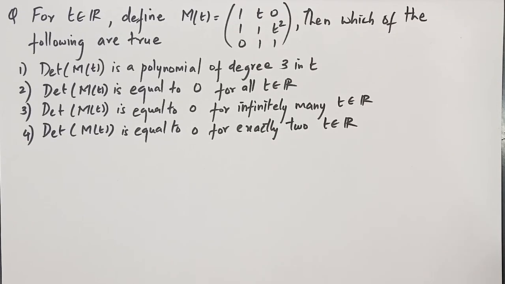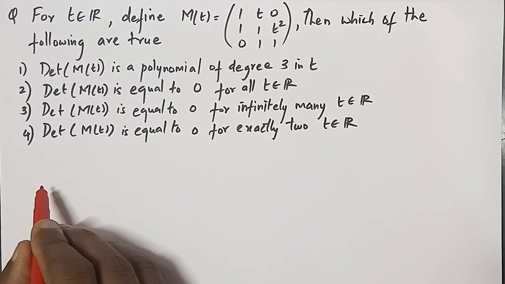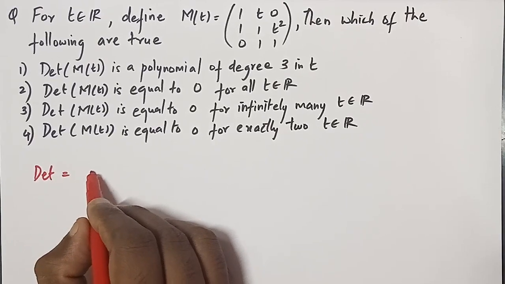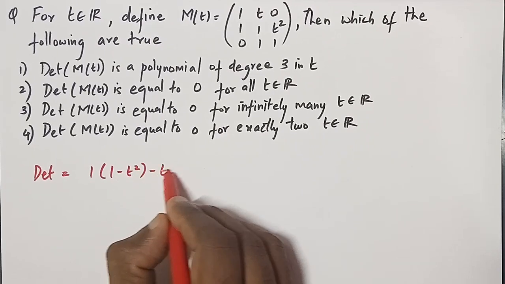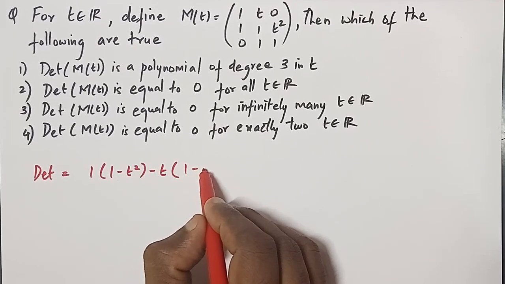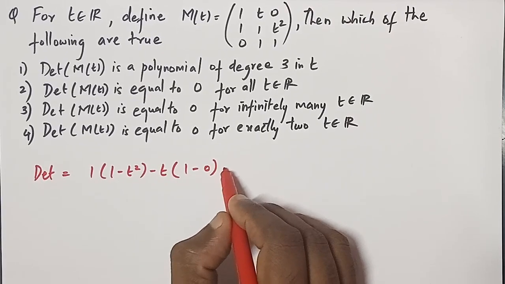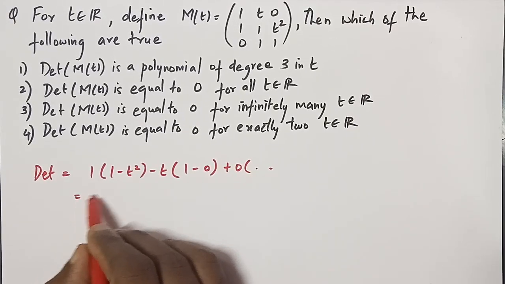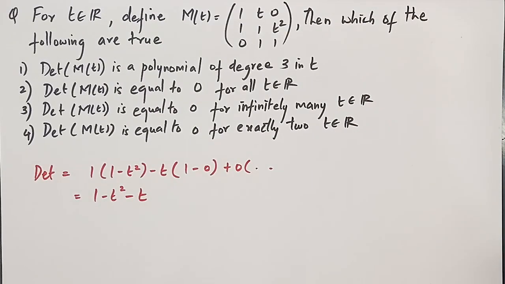So let us just find the determinant of the matrix first, so that we can argue these statements. If you see the matrix, the determinant basically is 1 times (1 minus t square) minus t times (1 minus 0), plus 0 times something, so we don't bring that. So what we get here is basically 1 minus t square minus t. This is the determinant we get.